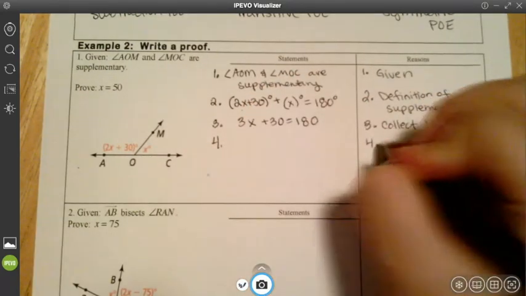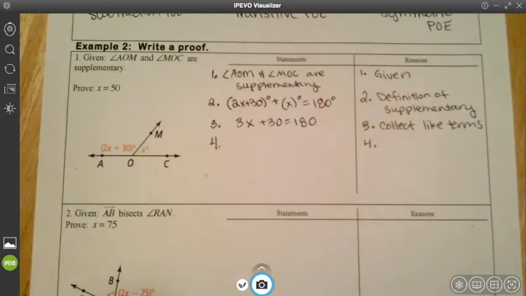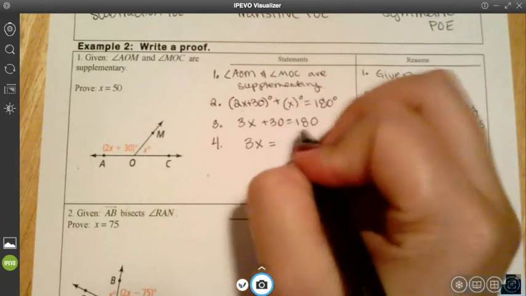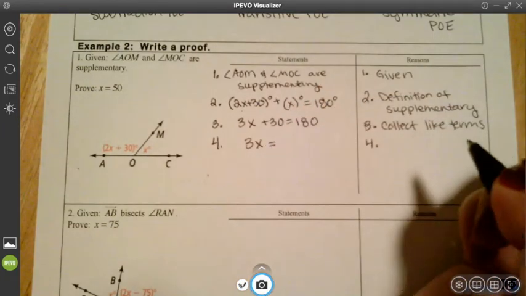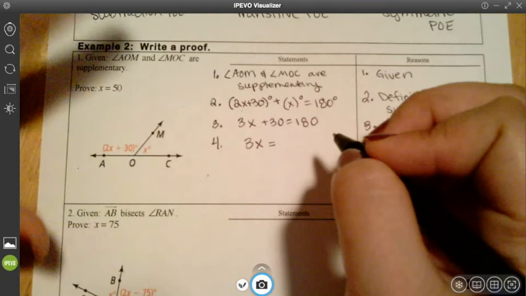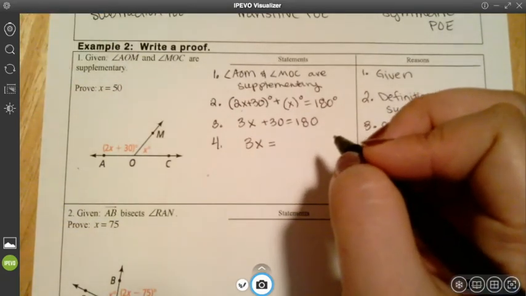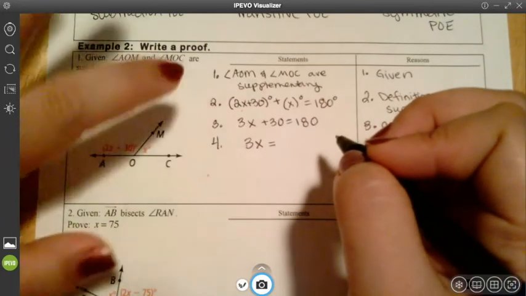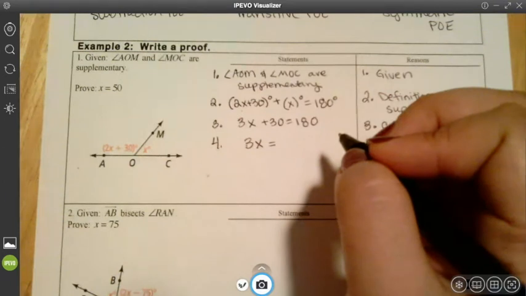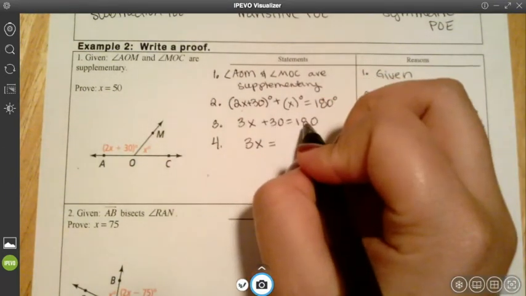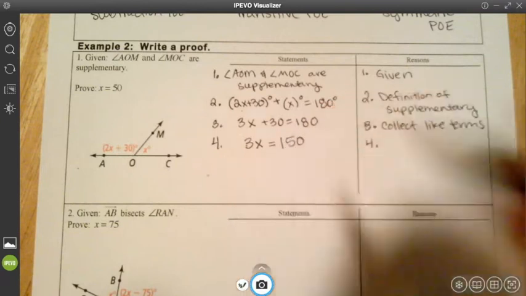And then our next step, what would we do next? We would subtract 30 from each side. So now we have 3x equals, we're not going to draw the subtraction in our proof, but if you wanted on a separate piece of paper to work out this problem separately so that you can see the algebraic steps the way that we've done them before, that's okay, but you're not going to include it in your proof. So you might want a separate scratch paper for that. So minus 30 gives us 150.